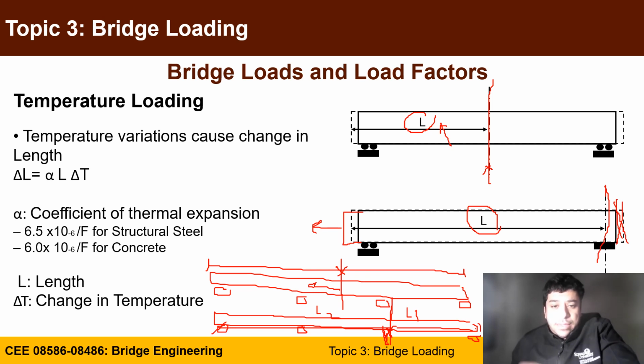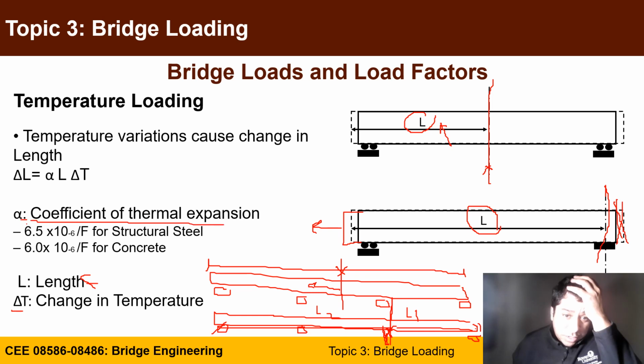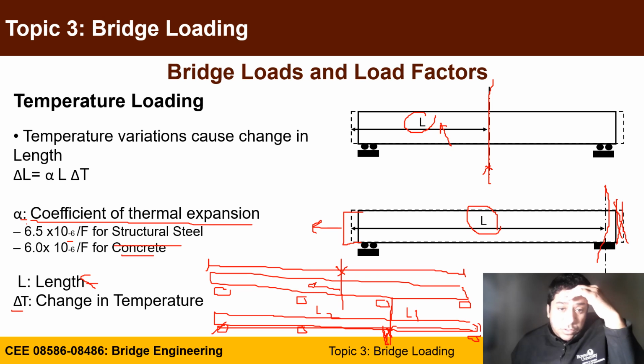So L is the length subject to a temperature change. Delta T is temperature change, and gamma, alpha, is the coefficient of thermal expansion, 6.5 times 10 to the power negative 6 and 10 to the power negative 6 for steel and concrete respectively. So you can use this equation, the deformation delta L equals gamma L delta T.